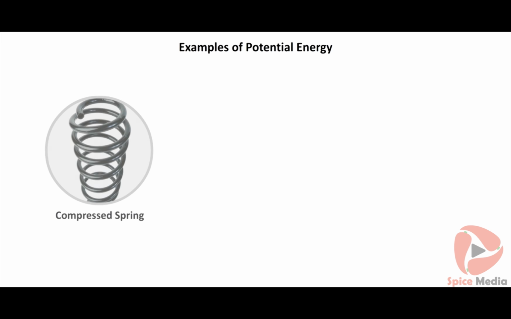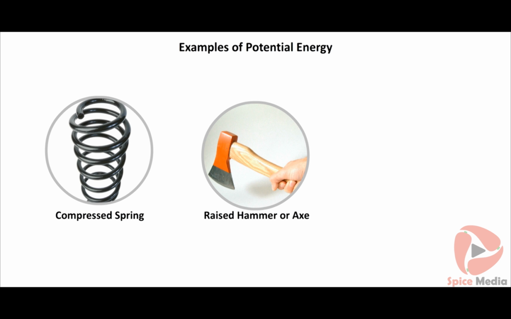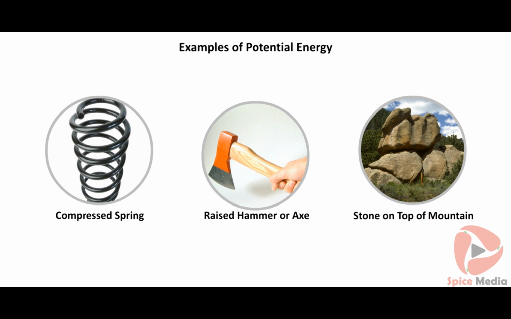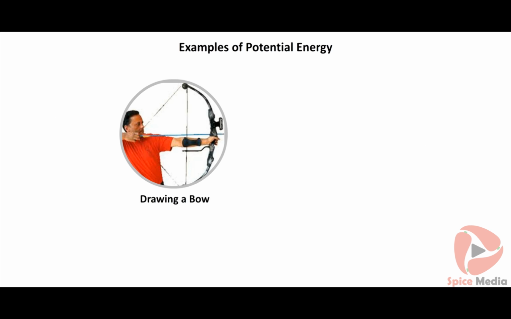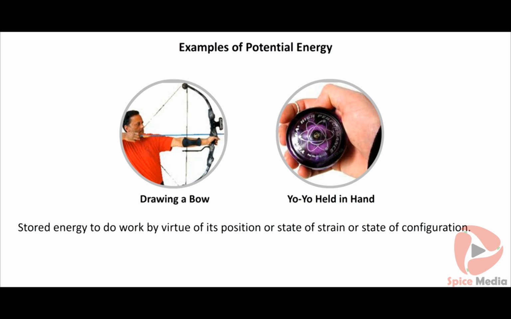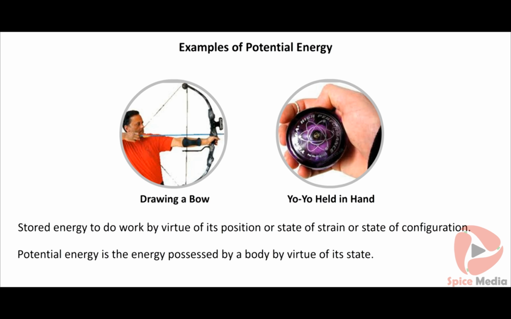Let us see some real-life examples that possess potential energy. Compressed spring, raised hammer or axe, stone on top of mountain, drawing a bow, yo-yo held in hand. Stored energy to do work by virtue of its position or state of strain or state of configuration. Potential energy is the energy possessed by a body by virtue of its state.